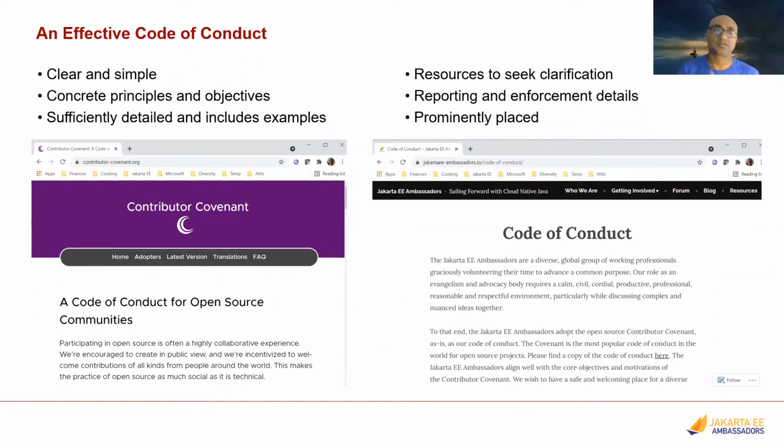Very simple things, right? Clear and simple. Believe it or not, if you look at the Ten Commandments or most of the religious codes of religious rules, or even things like the Geneva Convention, those are also expressed in very simple terms. Okay, it has to be concrete principles and objectives.